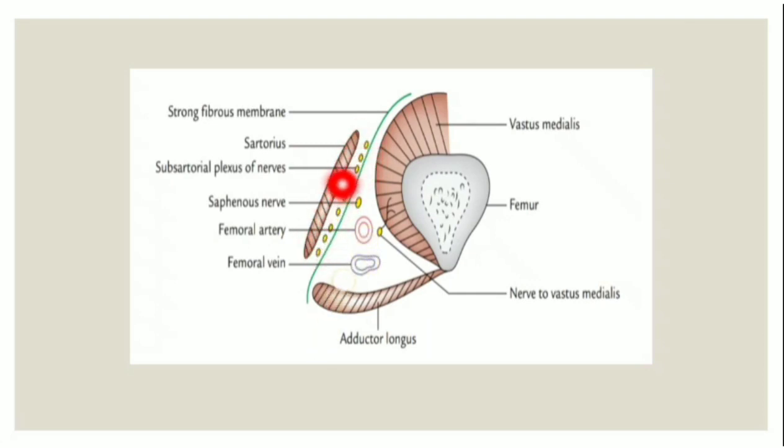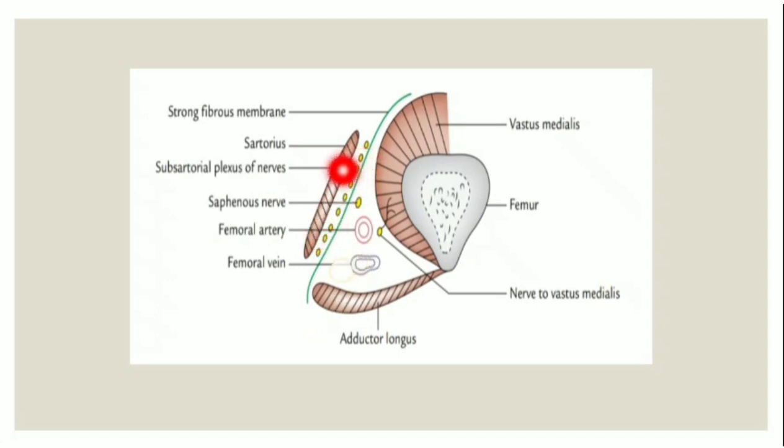Like four streets come and land at a particular junction, likewise many branches become a junction. That is what is called a plexus of nerves. Since it is beneath the sartorius muscle, it is called the subsartorial plexus. In this passage, a plexus is very rare.